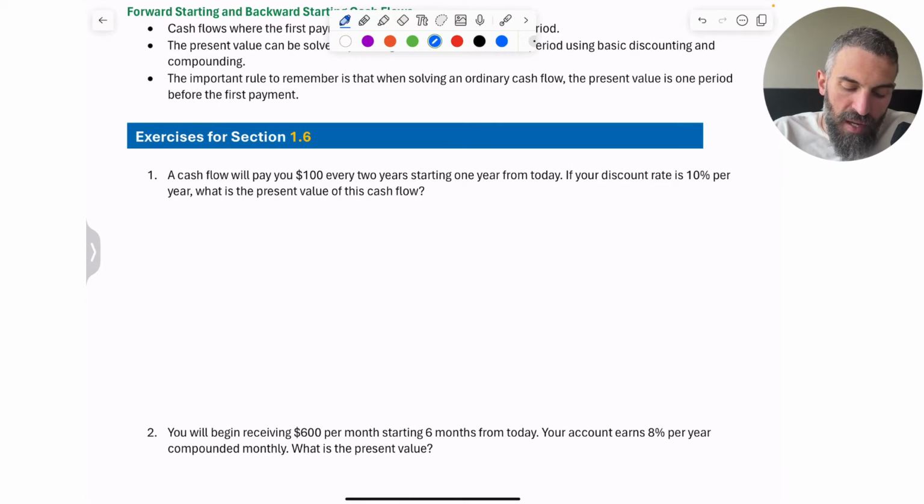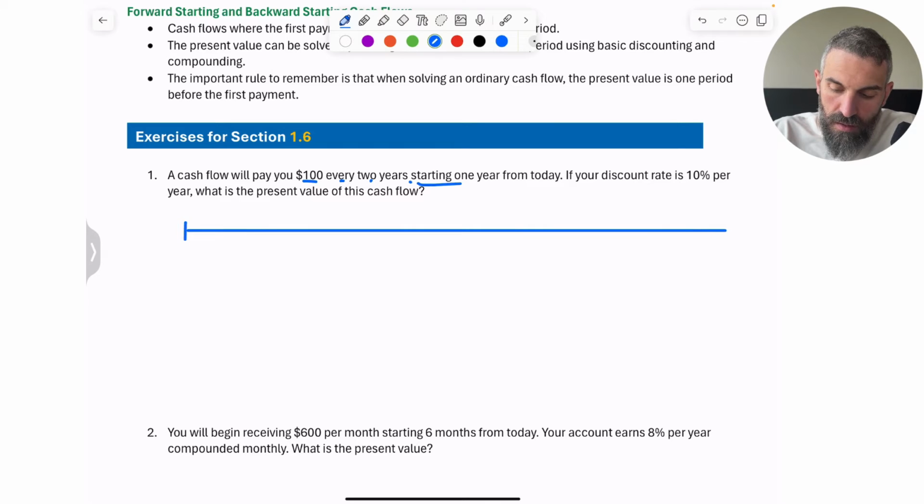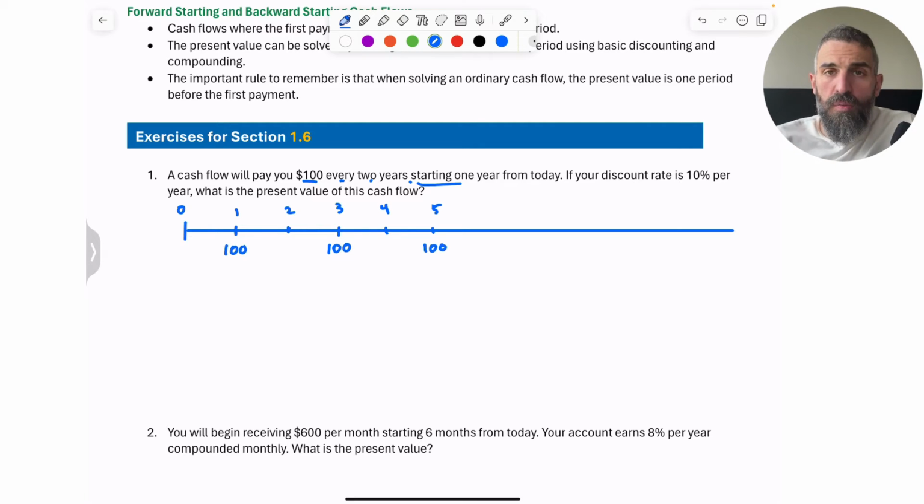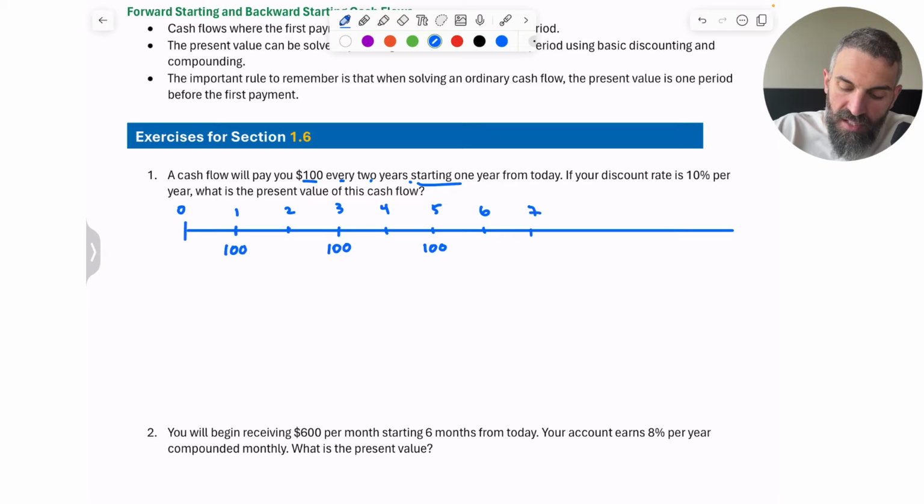A cash flow will pay you $100 every 2 years, starting 1 year from today. So this is time 0. This is year 1. This is year 2. And then every 2 years it's going to pay you $100. And this will go on. It doesn't say it's ever going to stop, so we can assume that this pattern will basically go on forever.